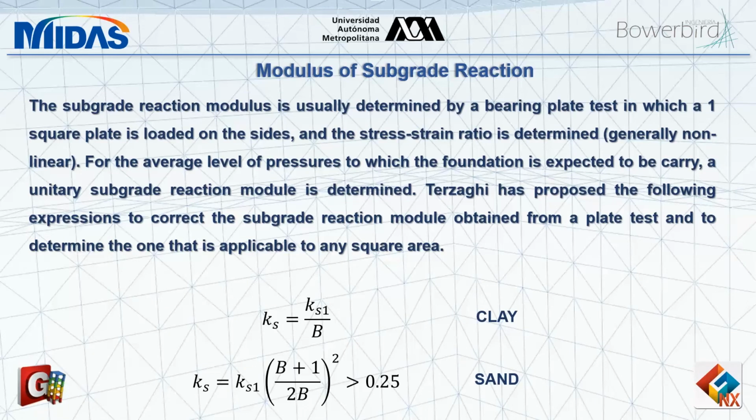But if a company has a collaboration, or within the company there's a geolab or a geotech engineer who can run these tests, then they eventually run these plate tests, and they can get, from the stress-strain ratio for the nonlinear behavior, what would be the subgrade reaction modulus. There are also correction equations depending on the type of soil, as we see here for clay and for sand, that can be used for this.